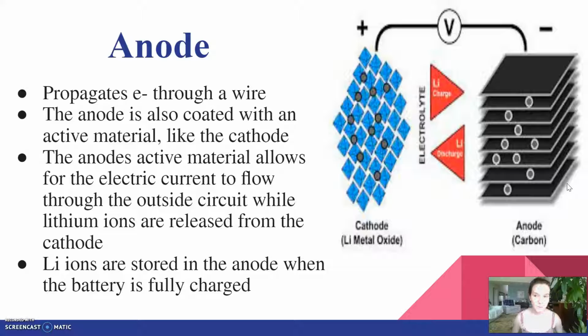And then we have the anode. The anode propagates electrons through a wire. The anode is also coated with an active material, like the cathode. The anode uses an active material that allows for the electric current to flow through the outside circuit, while the lithium ions are released from the cathode. Lithium ions are stored in this anode when the battery is fully charged.